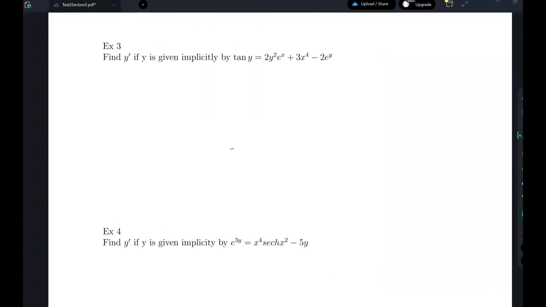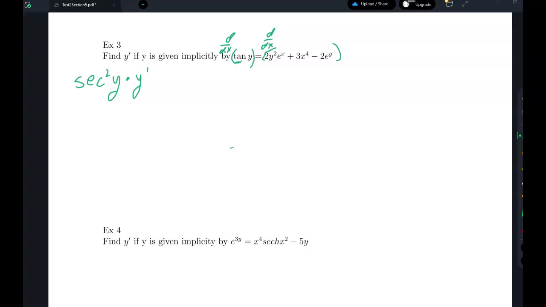Okay, let's take the derivative of this. So remember, I'm taking the derivative with respect to x on both sides. This reminds us when we have an x term, we just do the easy power rule. So derivative with respect to x of tangent of y. So I'm going to take the derivative of the tangent, which is secant squared. We carry the angle y along, and then we multiply by the derivative of y, which is y prime, equals.